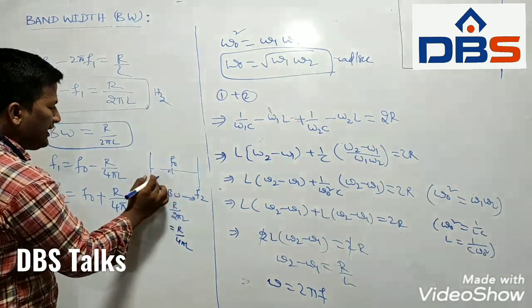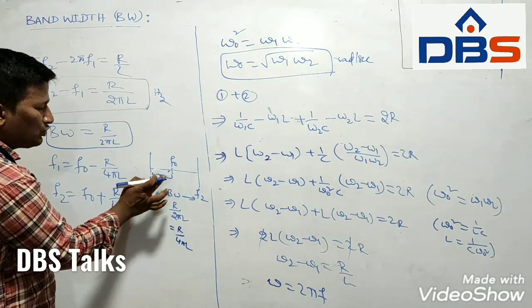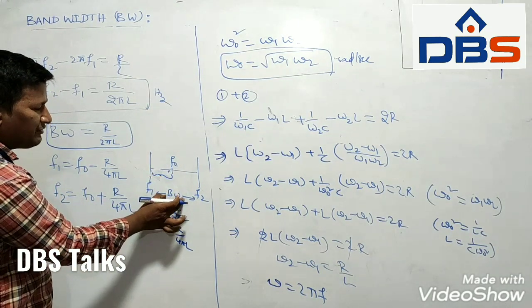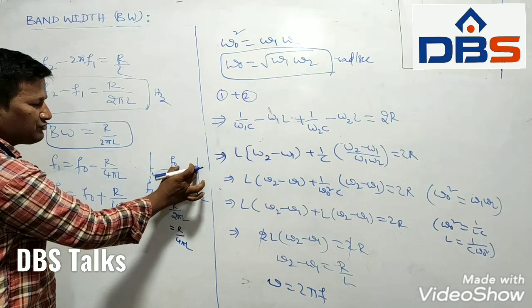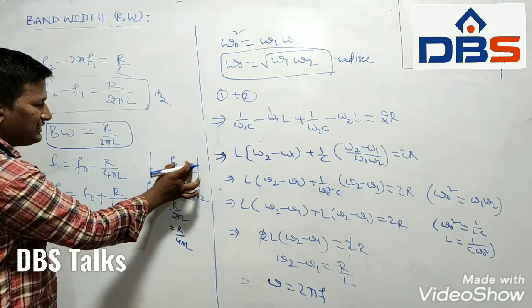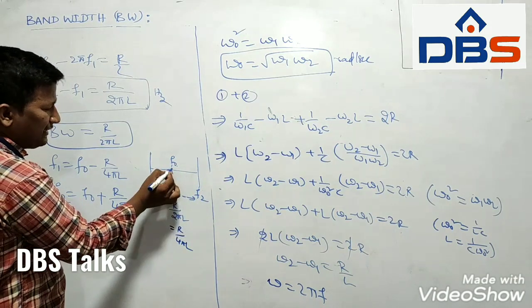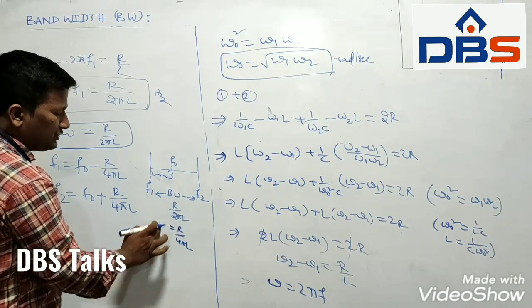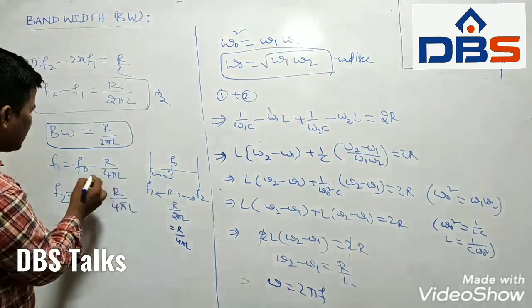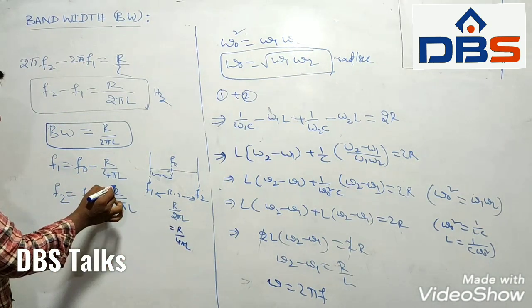To find out the f1 value, it is the bandwidth subtracted from f0, that is nothing but f0 minus the bandwidth, which is R by 4 pi L. So that's why f1 is equal to f0 minus R by 4 pi L.